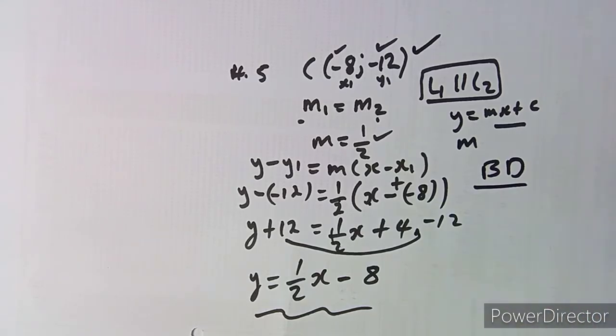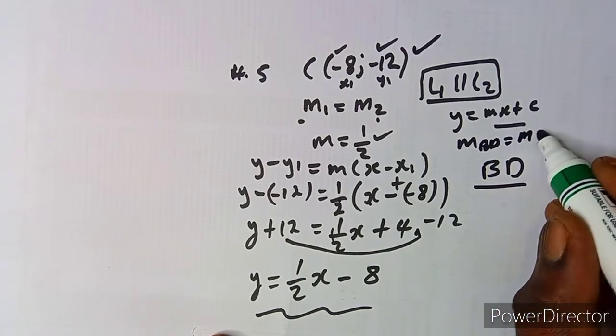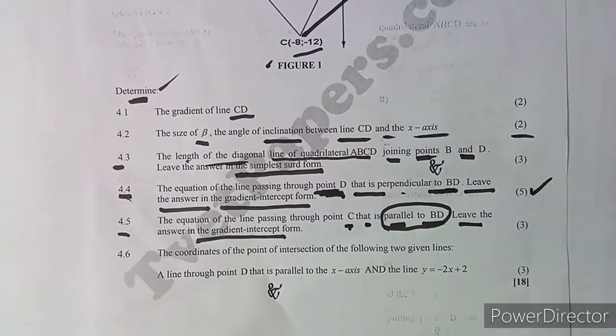We are going to use the gradient of the line BD to be equal to the gradient of the line that we are talking about. So by doing so, you can actually determine the equation of the line. Okay, so that's how you determine this.